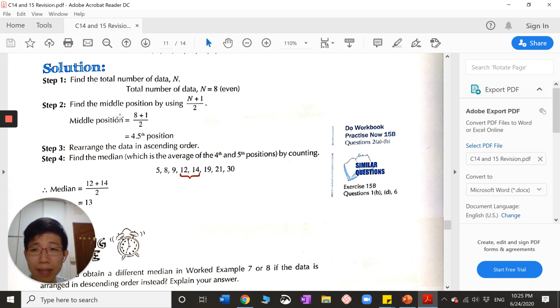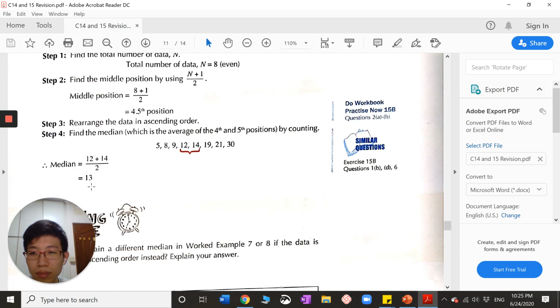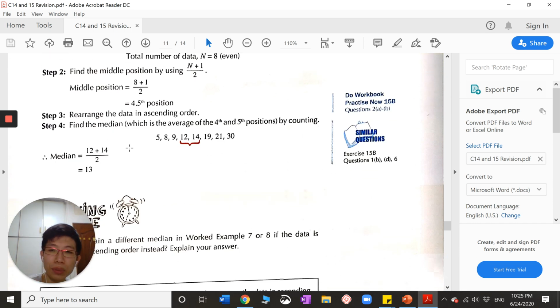If it's a decimal, like 0.5 something, it will always be 0.5. If it's 0.5, it means you need to find the median between 2 positions. For this case, it's 4 and 5. So if it's like 5.5, it means you need to find the median between the 5th and 6th position. So how to find that? You need to find the average. That's why we take 2 numbers, add them together and divide by 2.